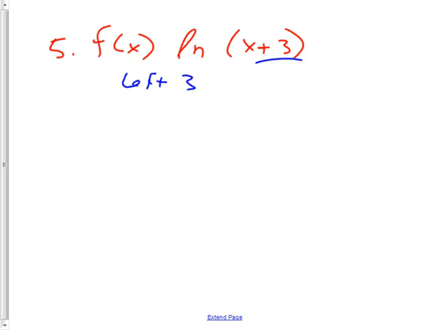Number 5 says f of x equals ln of... All right, so if I'm supposed to describe how to transform it, well, it's really simple. It just has one change. It's that. So how do I describe how to transform? I don't have to even list them in order because there's only one thing. I go left 3, done. Next thing, sketch the graph.